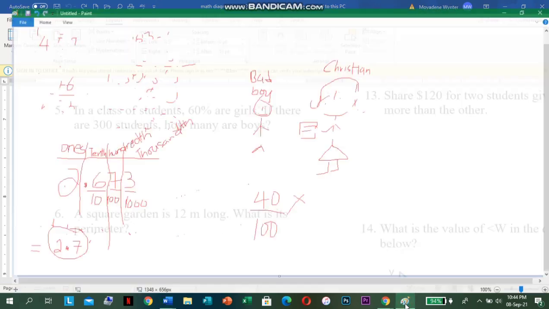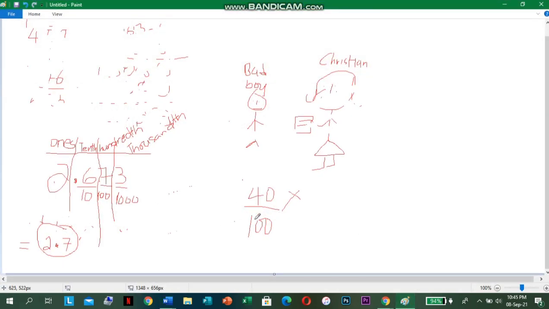So 40% are boys, so it's 40 out of 100 because percentage is out of 100. So for example, 40% are boys. This sign here means out of 100. So it must be 40 divided by 100, times the 300 students. All right, so we want to know how many are boys now.